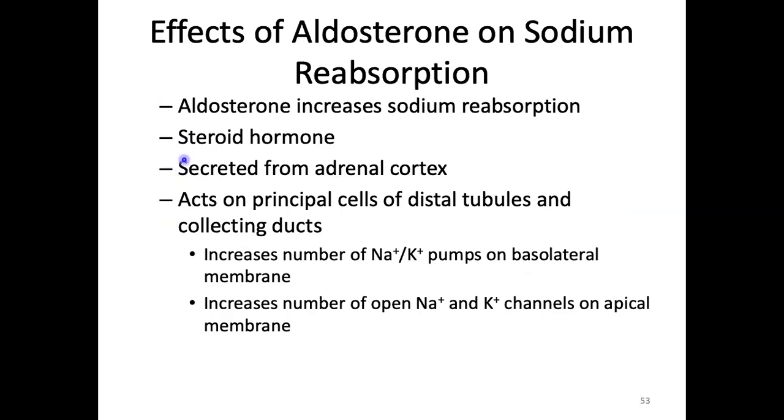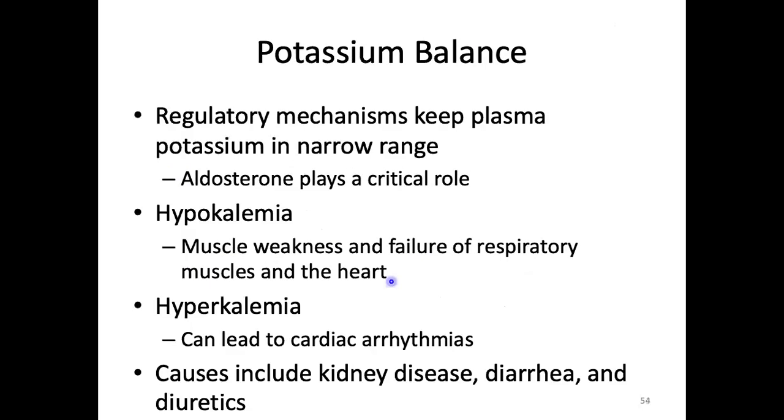So you need to start working on drawing out your homeostatic feedback loop for RAS and the aldosterone part. You can use your endocrine lab to do that. The aldosterone acts on principal cells of the distal tubules and increases the number of sodium potassium pumps and open sodium and potassium channels on the apical membrane. Let's take a look. Potassium balance, we'll look at that in a second, sorry.